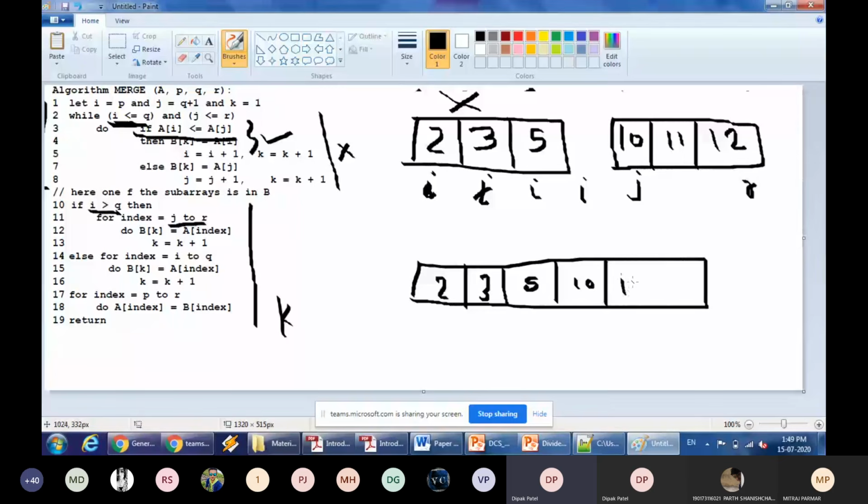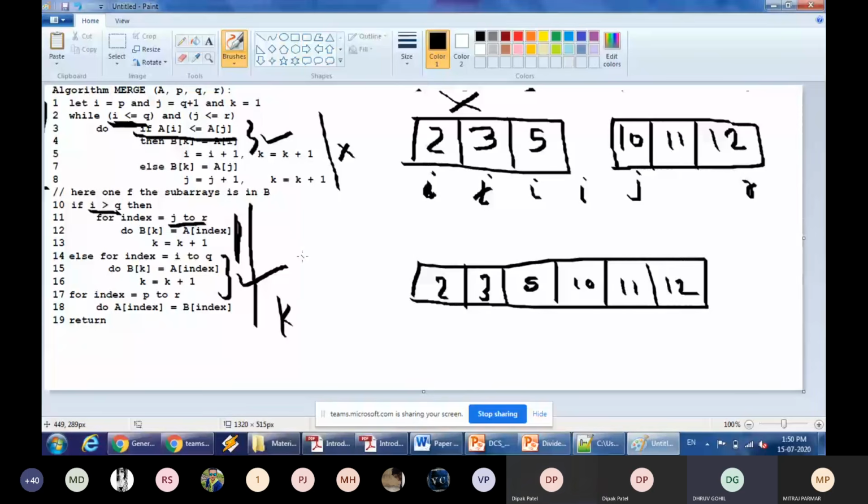B of k is equal to A of index, यहाँ से आ गए। Now this is done, then what is the job of this part, can anyone tell me? What is the job of this part? हेलो, सर अगर i greater than q नहीं होगा तो then i less than q होगा, और it means what, कब किस केस में ऐसा होगा?